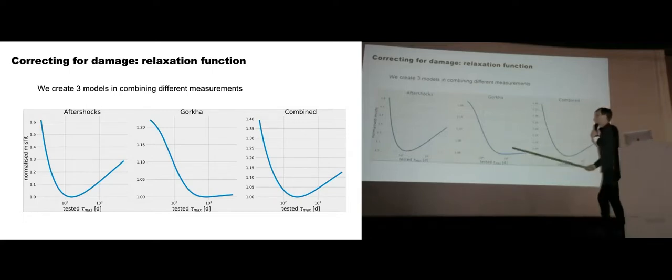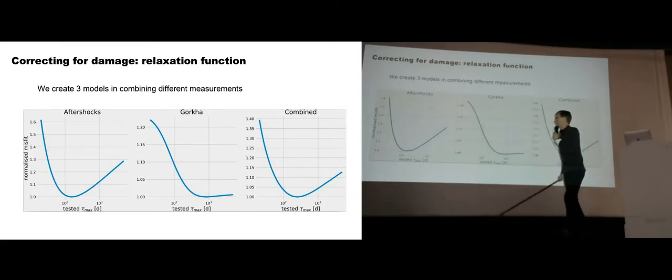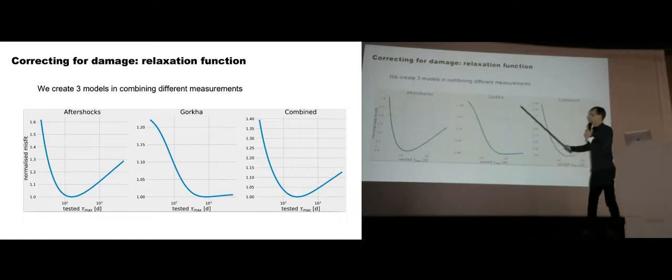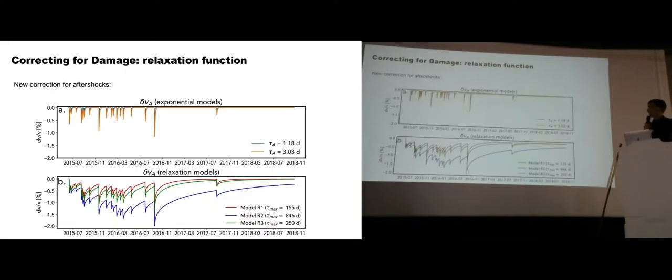And when we use only the aftershocks to infer the maximum time scale, we end up with 155 days. If we only use the main shock, we end up with something close to 1,000 days. And if we model both together, we end up with a maximum time scale of around 250 days. Let's see how that fits the data. The exponential is on top, and the three relaxation models with 155, 800, and 250 days are shown below.